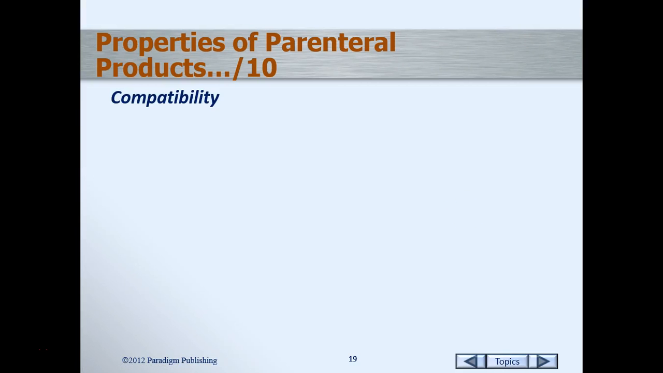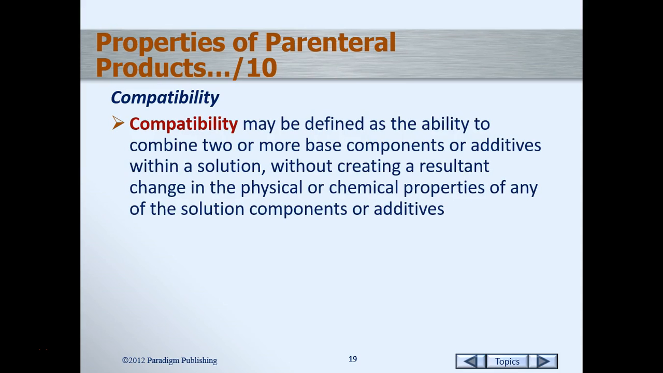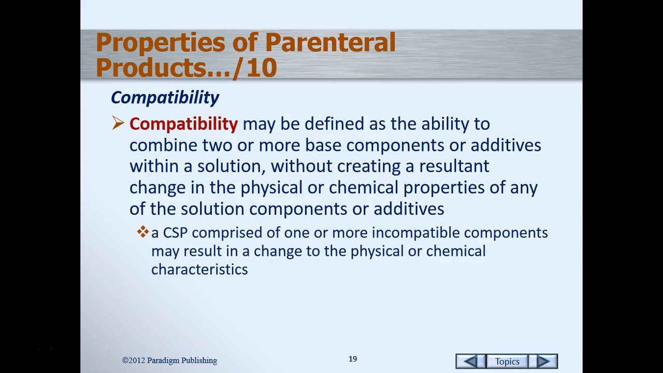The last characteristic we're going to talk about with compounded sterile products is compatibility. Compatibility can be defined as the ability to combine two or more base components or additives within a solution without creating a resultant change in the physical or chemical properties of the solution or the components or additives. This is important. A CSP comprised of one or more incompatible components may result in a change to the physical or chemical characteristics of the drug.